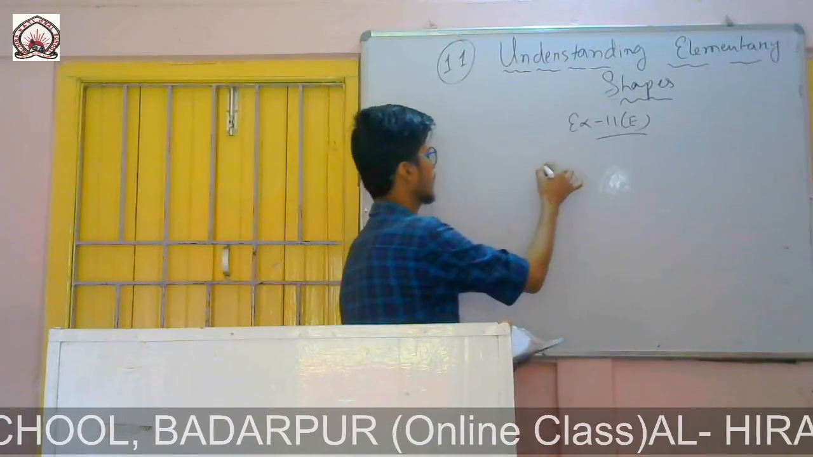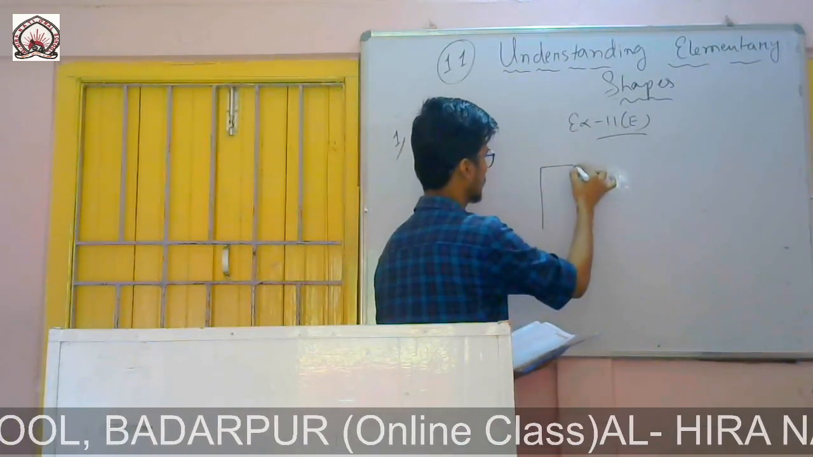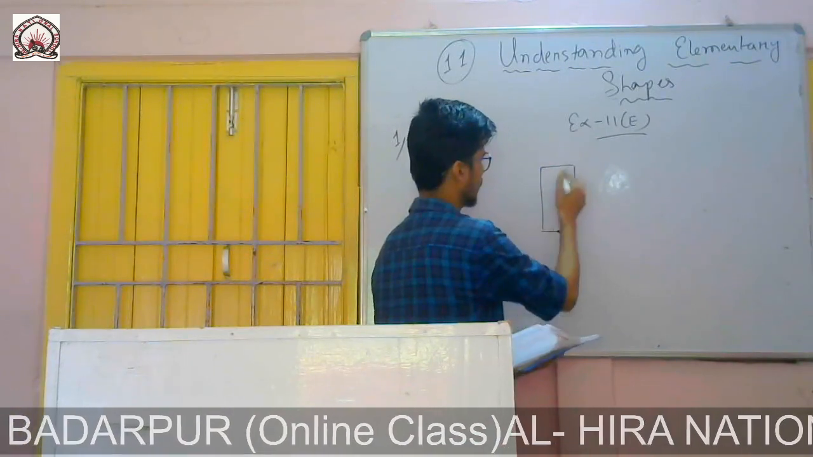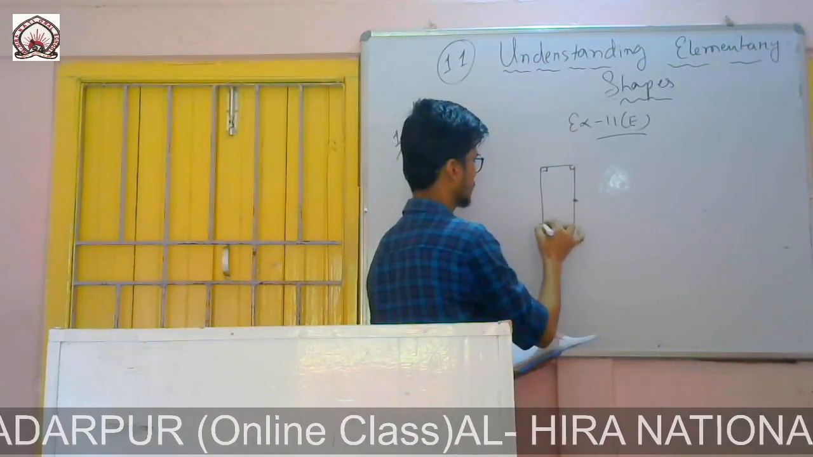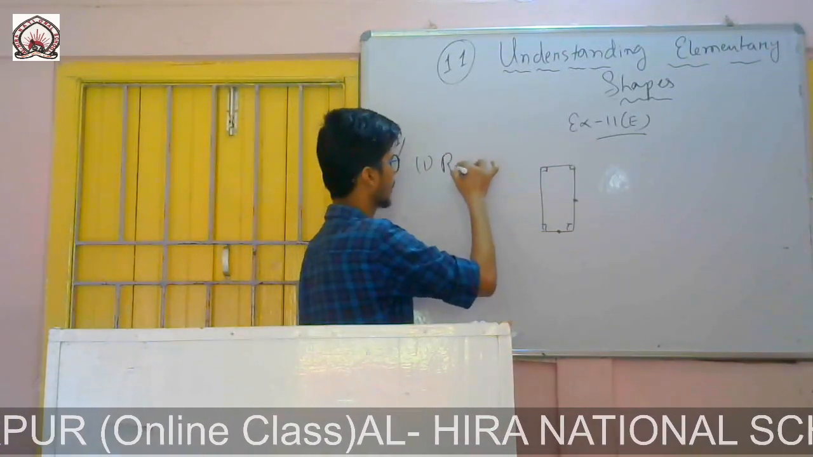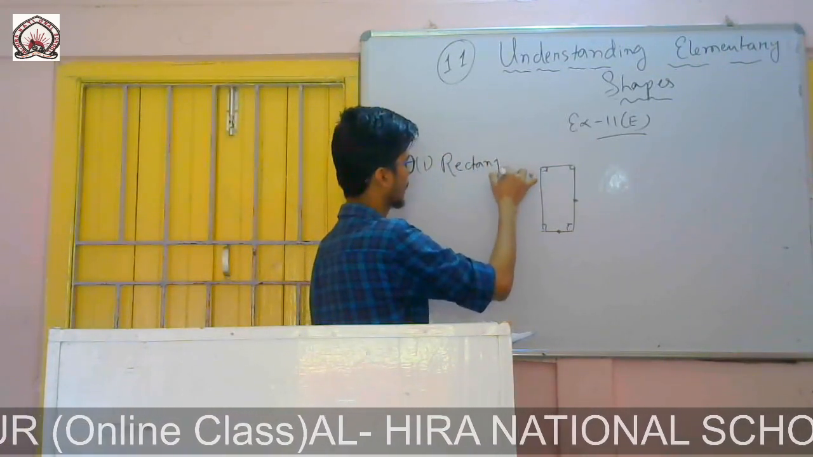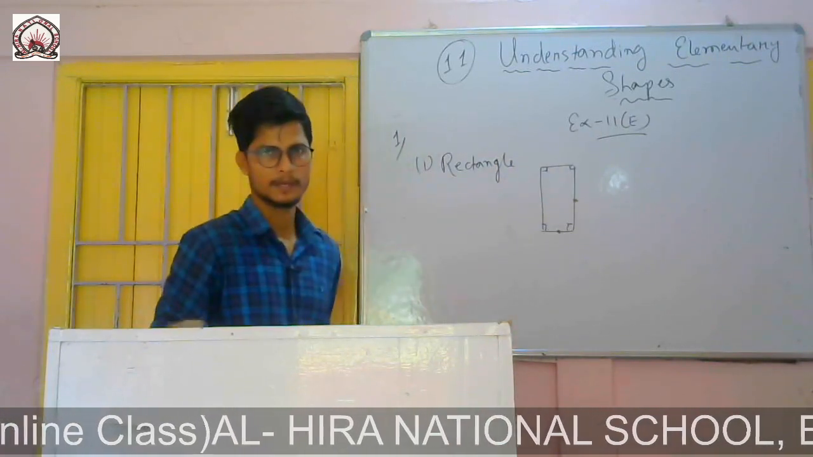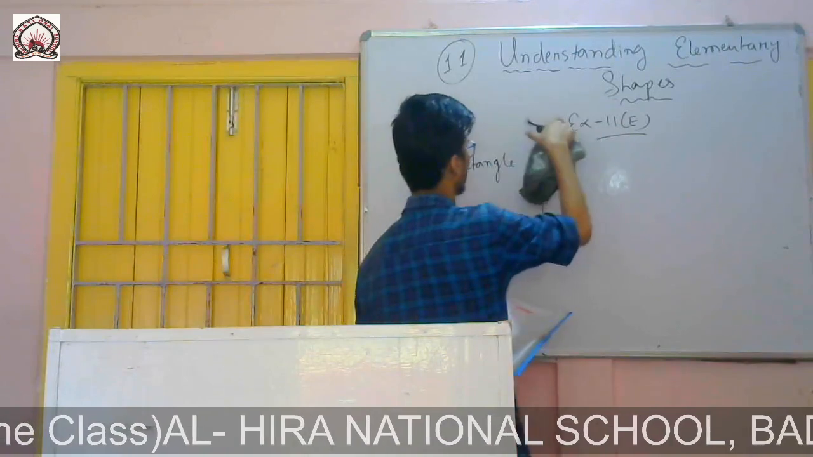The first one, by seeing the shape you can understand that it is a rectangle. It is like this. It has breadth and length, and all the angles are 90 degrees, you see. So it is a rectangle. You draw it and then you name it in your copy. Like this, you draw and then you write.